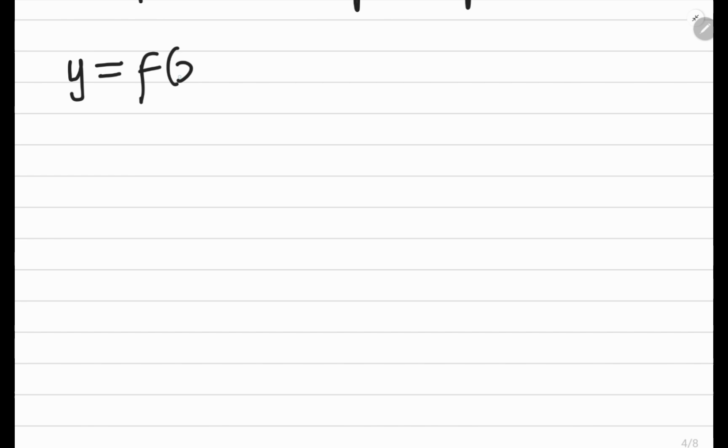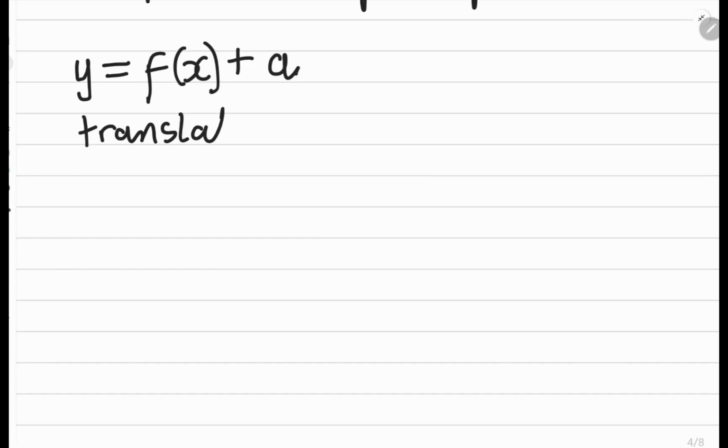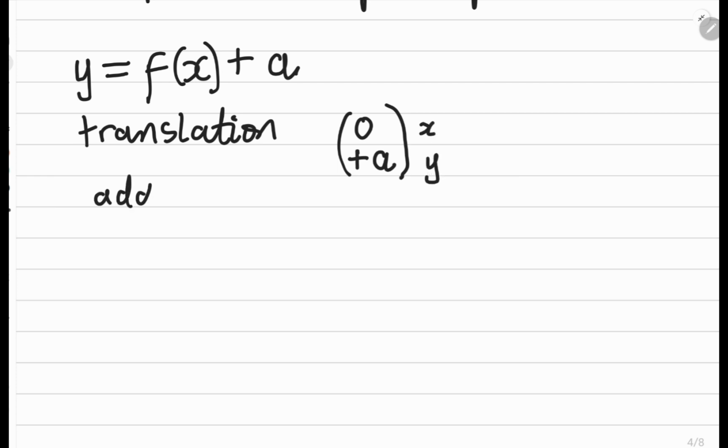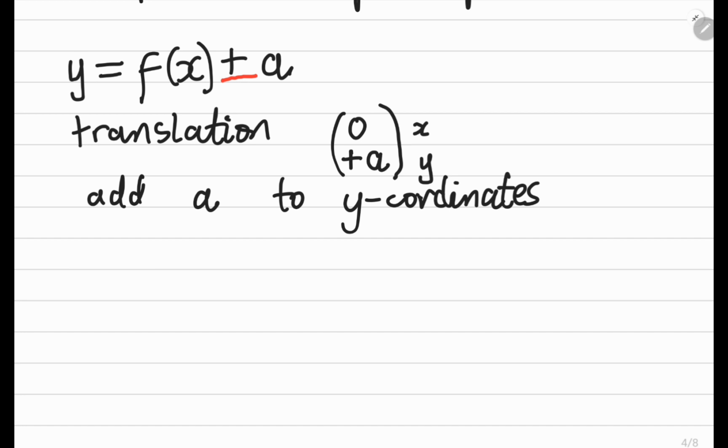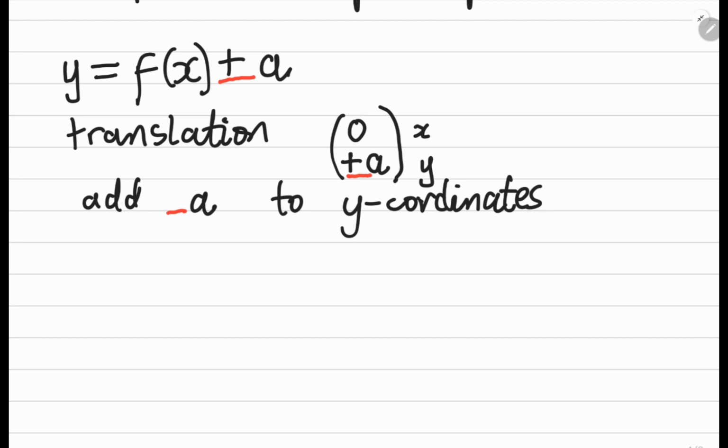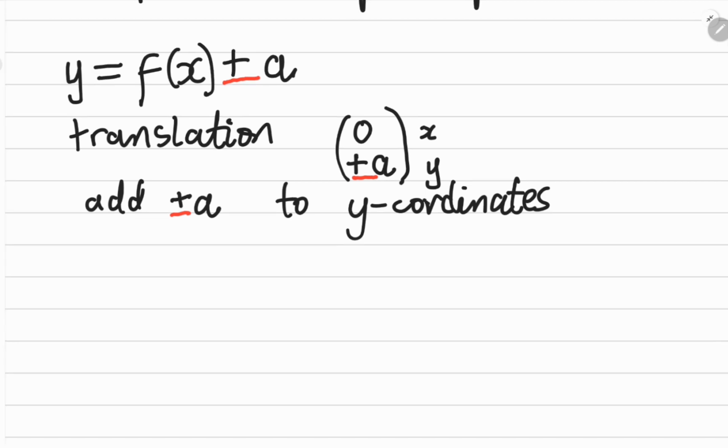Transformation. Y is equal to f of x plus a. This one is a translation of 0 in the x-axis and a positive a in the y-axis. Take note, the positive a is outside the bracket. That's what distinguishes it as a y-axis translation or movement. So what you do is you are adding a to y coordinates. If it's a negative, you are subtracting as well. So effectively, that's adding a negative a to all y coordinates.